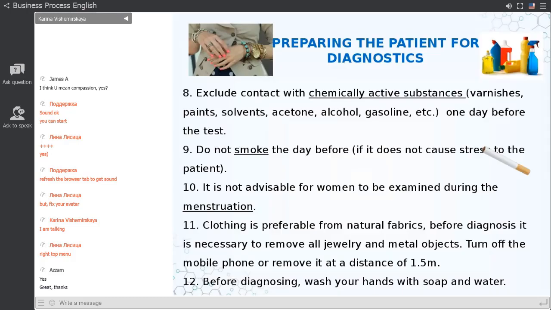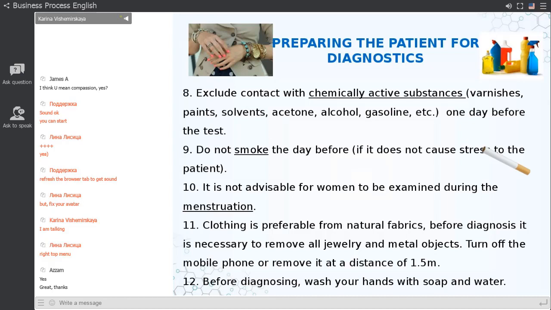Okay, so let's continue our presentation. You need to exclude contact with chemically active substances like varnishes, paints, solvents, acetone, alcohol, gasoline, 1 day before doing the test. Do not smoke the day before if it doesn't cause stress to the patient. If it's very stressful, of course, we cannot tell people not to smoke if this is necessary for them. Clothing is preferable from natural fabrics.